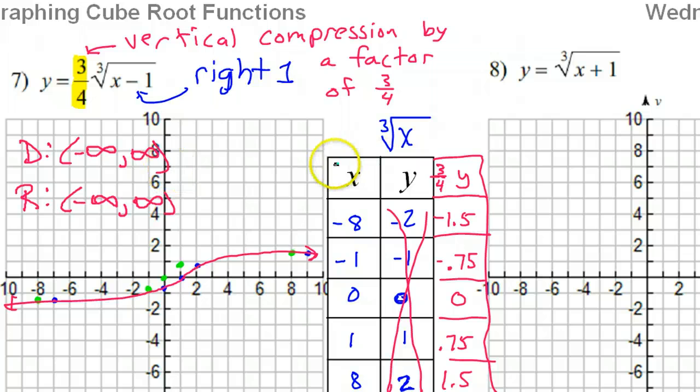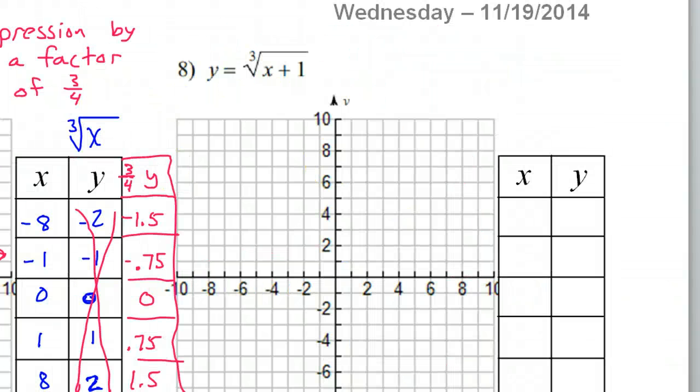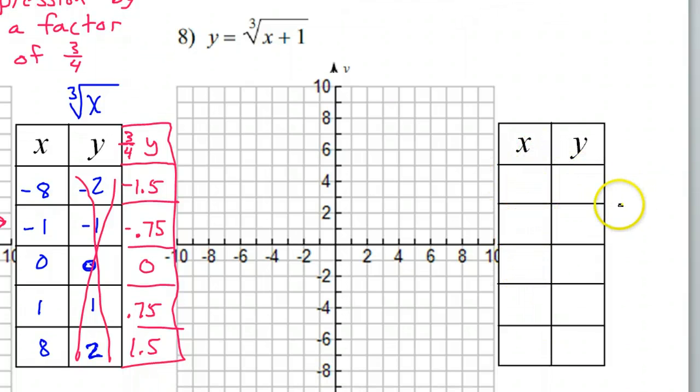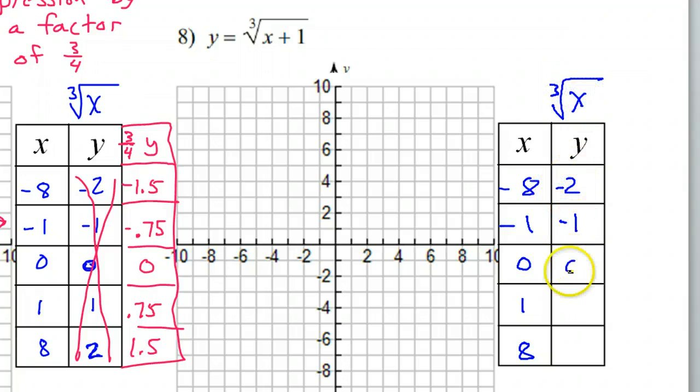All right, let's move on to number 8. Notice that number 8 does not have an A value. Well, A is 1, technically. So we should be able to do it with just 2 columns, not 3. So the parent function, we will use -8, -1, 0, 1, and 8. And when we do the cube root of x, we will get -2, -1, 0, 1, and 2.